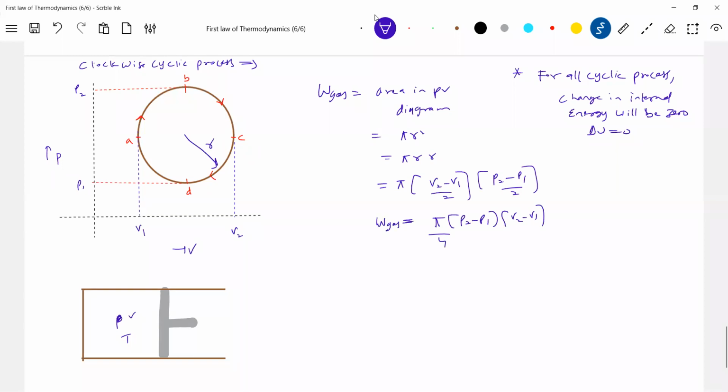Now you can ask a question: why don't you write V2 minus V1 whole squared? I think dimensionally it will not be correct, no? So therefore, one r should be taken for volume, the other r should be taken for pressure. So here, what is the diameter? P2 minus P1 by 2 will become the radius. What is the horizontal diameter, this one? V2 minus V1. So V2 minus V1 by 2 will become the radius.